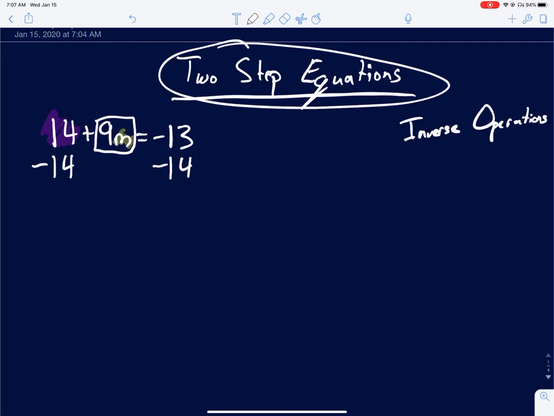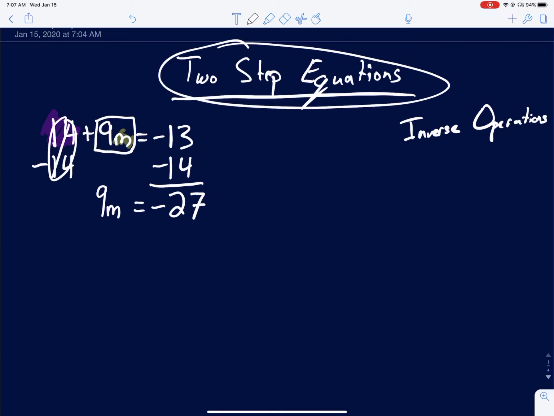So 14 minus 14 is 0. We're left with just our 9m on the left side and negative 13 minus 14. Well, when we have two things that have the same sign like that, we know that we're just going to add them and keep that sign. So 13 plus 14 is 27, and we know this is going to be a negative 27. Now, we're left with 9m equals negative 27.